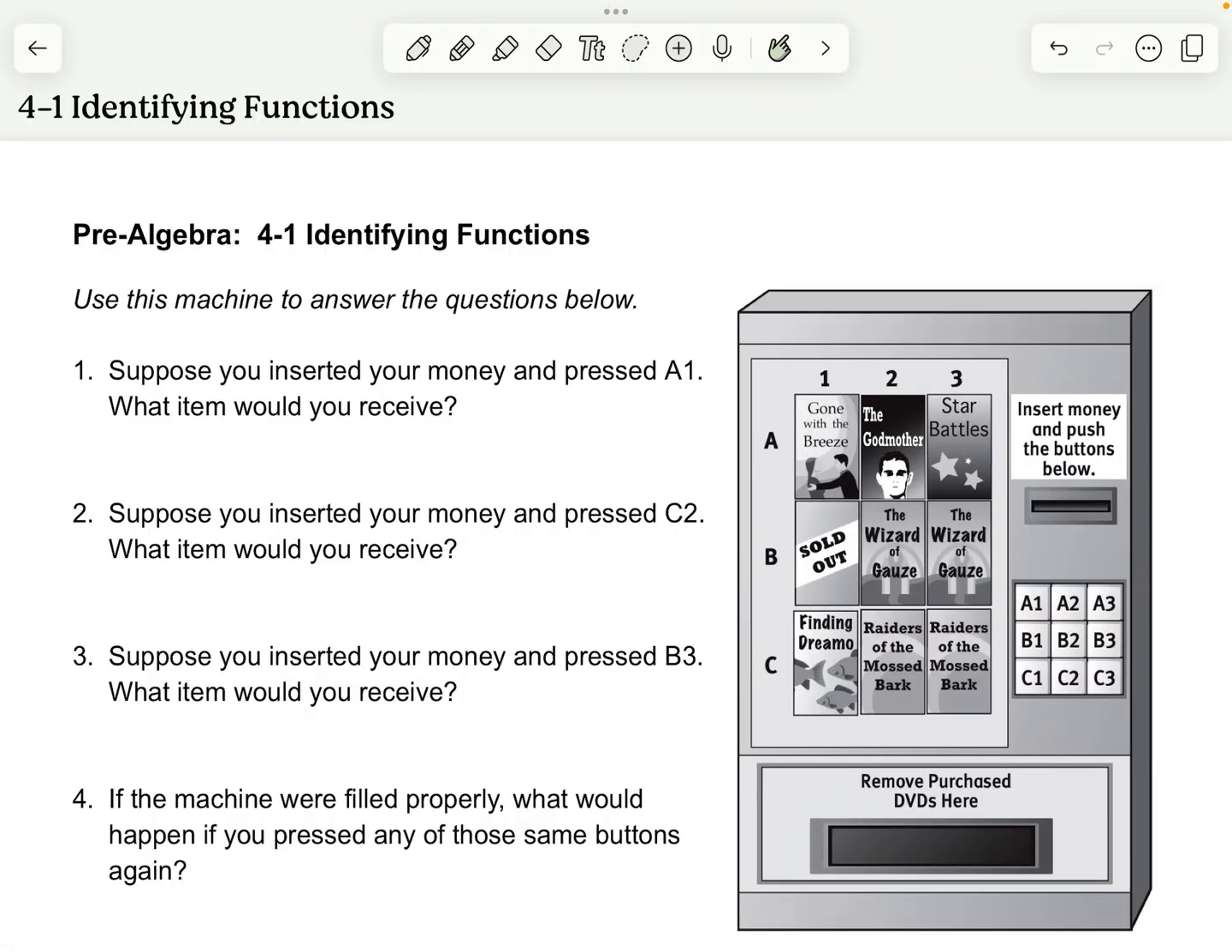Hey everyone, today we're going to do 4-1 identifying functions notes. These are the first official notes of our new chapter. Once you're done, after you take the screenshot or the picture and submit them for a participation grade, please fold these in half and put them in your notebook. Alrighty.